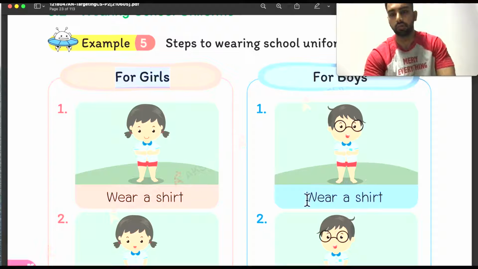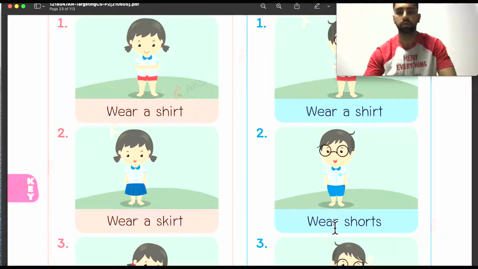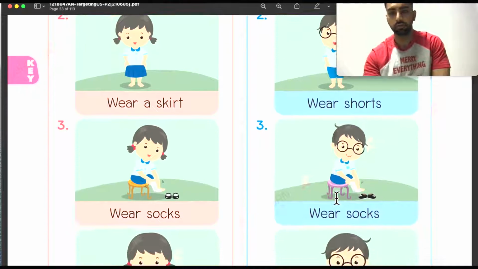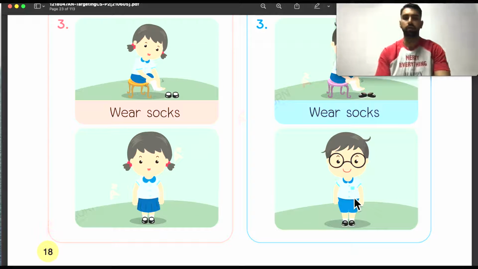Okay, same here with boys. Number 1, wear a shirt, this one. Number 2, wear a short, this one. Wear socks and then get ready.